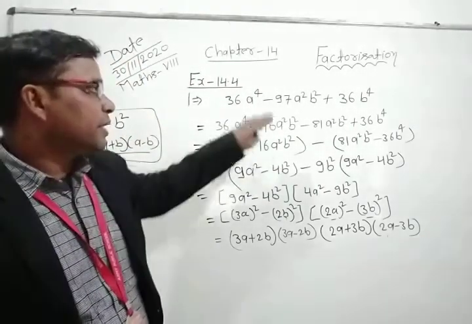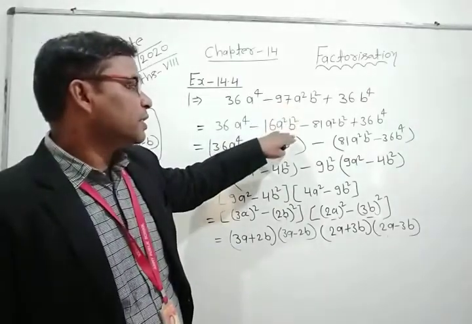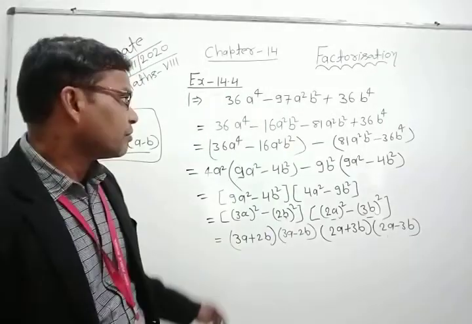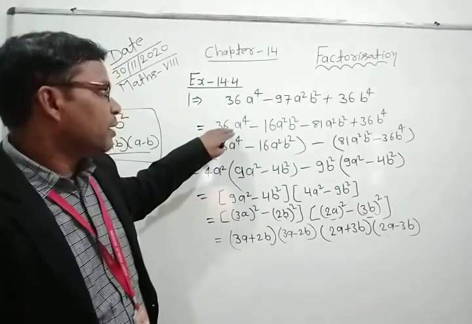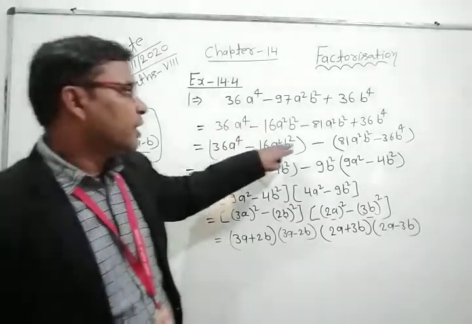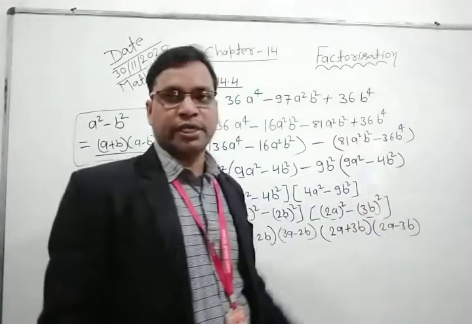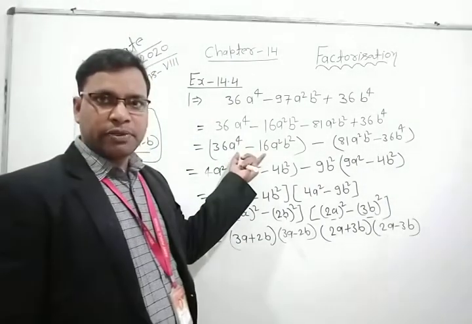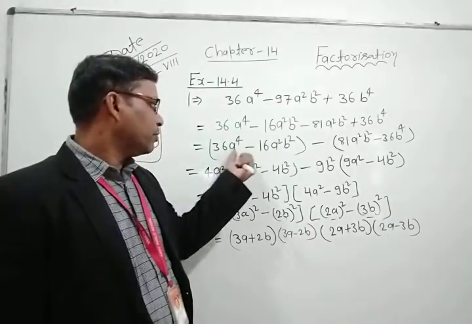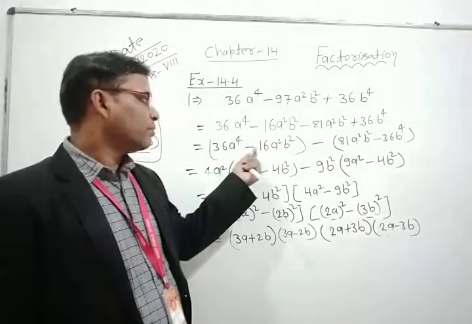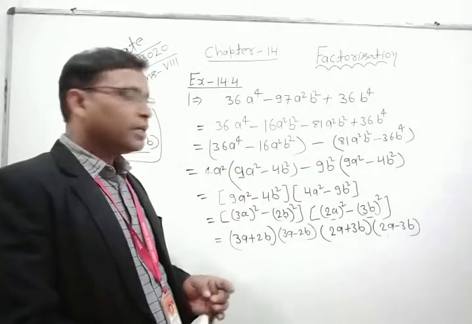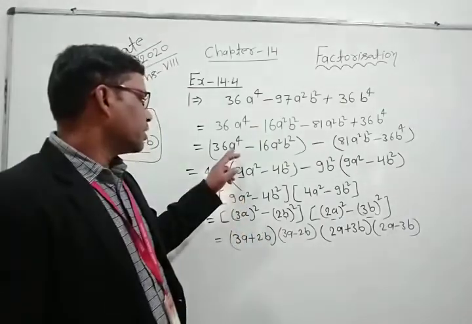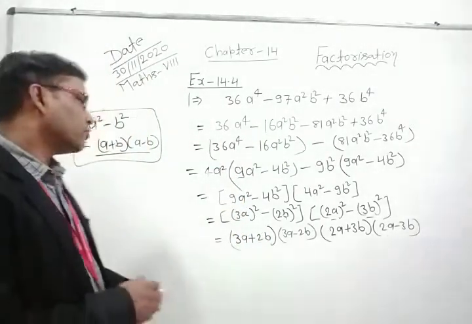Okay, so we break 97 a square b square as 16 a square b square and 81 a square b square. After this, we make two groups. The first and second terms you make the first group, and the third and fourth terms you make the second group. Okay, in both groups we will observe what is common between them. So here you can see 4 is common between them. Okay, 4 is common between them, and a to the power 4 you can write as a square into a square. Why can you write a square into a square?